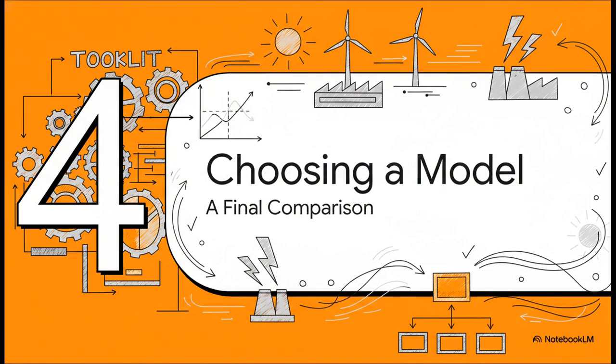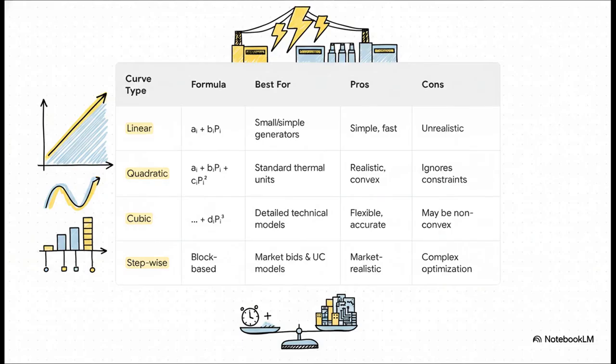So now that we have this whole toolkit, let's put it all together and figure out how you'd pick the right model for the right situation. Think of this table as your ultimate cheat sheet. It lays everything out side by side. You've got the simple and fast linear model on one end and the super realistic but complicated stepwise model on the other. Which one you choose really depends on what you're trying to do. Are you optimizing for speed, simplicity, or are you trying to get as close to the real-world market as possible?